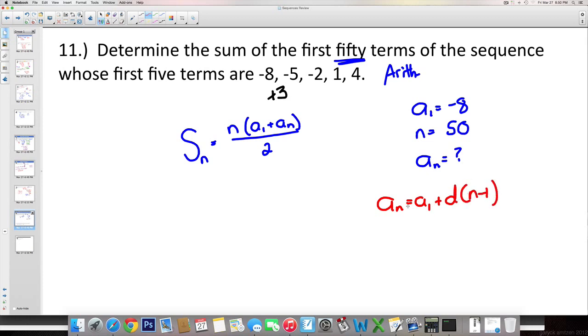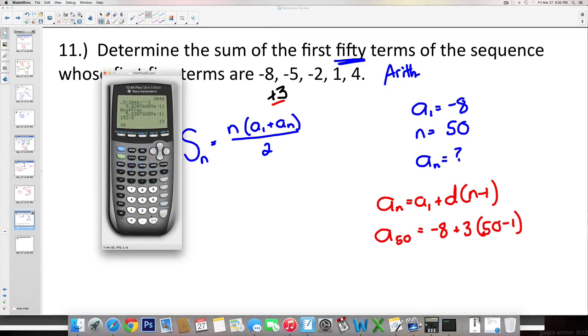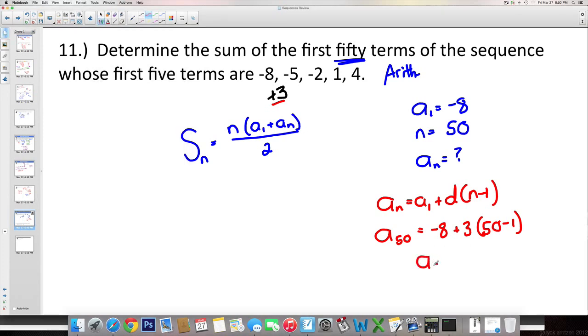So we're looking for the 50th term. We need to know what this 50th term is. But we have the first term. The common difference we have is 3. And we have the number of terms, 50. So 50 minus 1. Go ahead, use our calculator. Negative 8 plus 3 times 49. And that is 139. So our last term, our 50th term, is 139. Now we're good to go. We have everything.